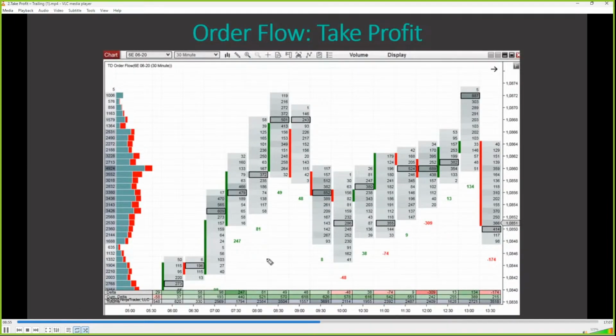Now let's have a look at another example. Imagine you entered a long, for example, from here. The ideal place for take profit would be below this double high volume node. It would be in here.